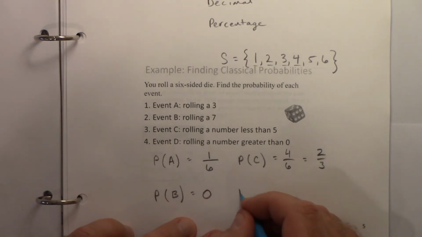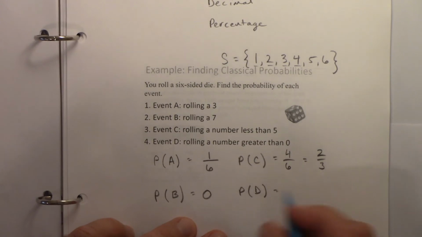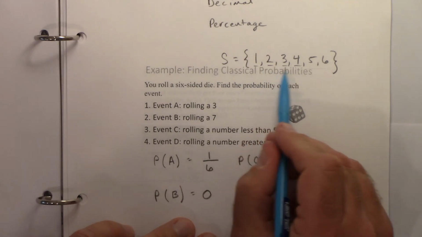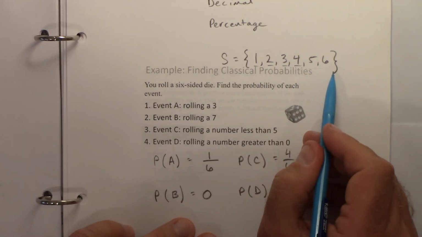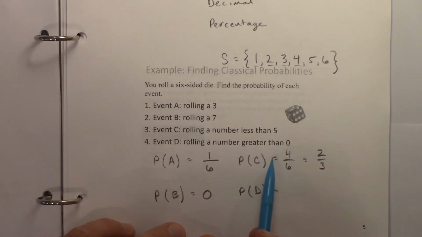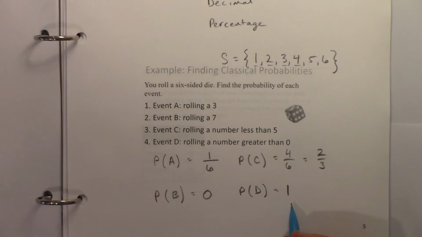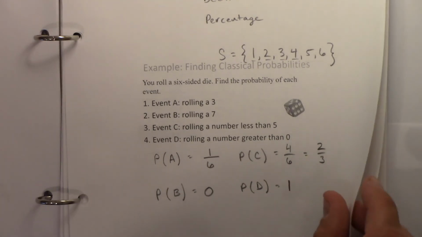And then finally here for event D, probability of event D, rolling a number greater than 0. Well, notice all of the numbers in the sample space are greater than 0. So this is an event that's guaranteed to happen. That means its probability is 1 or 100%. So again, probability is what you're noticing here: 0 for something that's impossible, 1 for something that's guaranteed, and it's a proper fraction for anything in between. If you turn over to page 6, we'll look at the next type of probability.